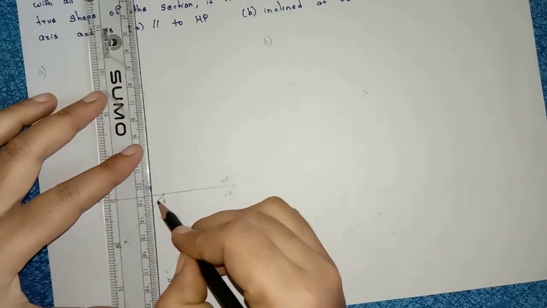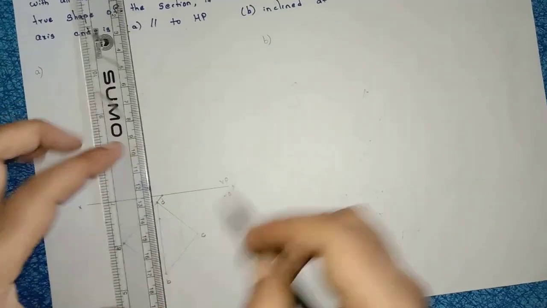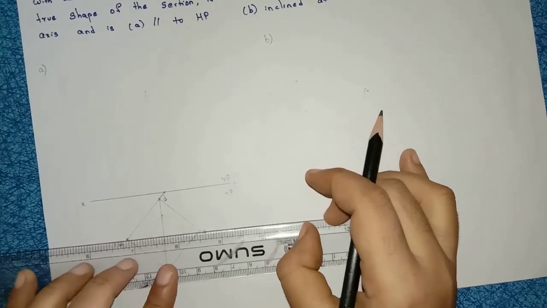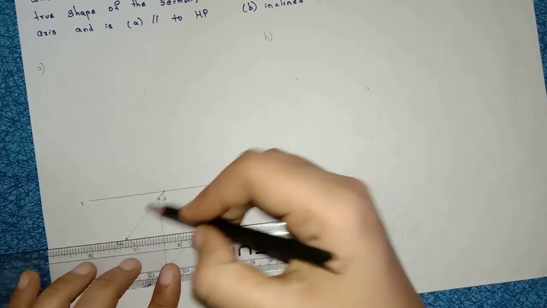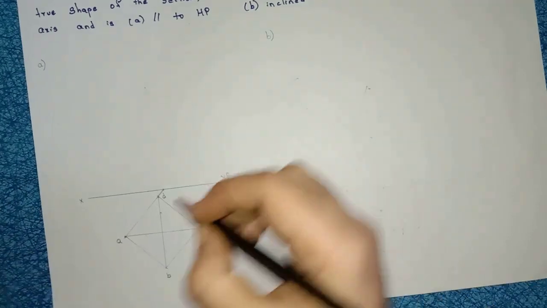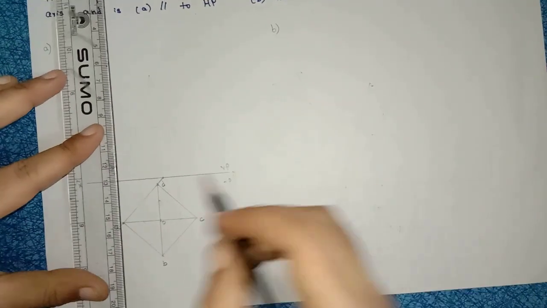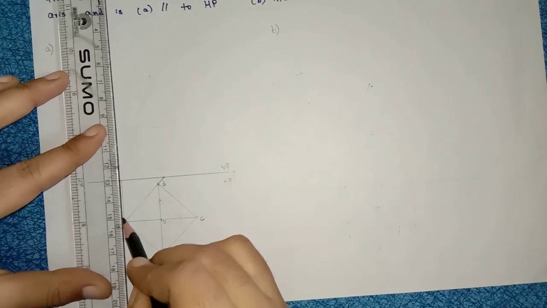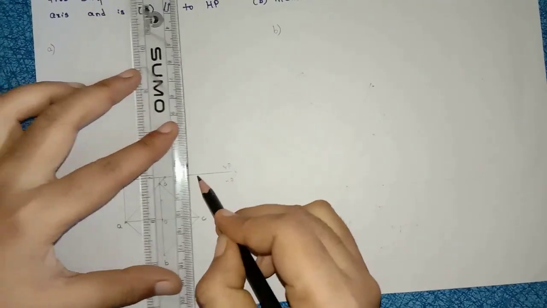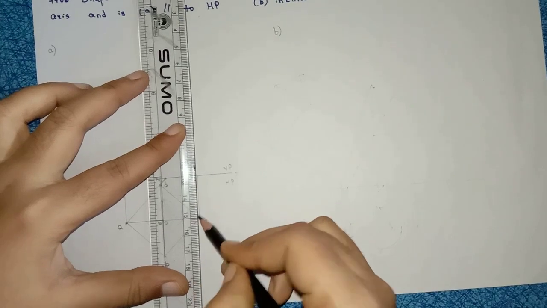Now mark the midpoint: join the corners AB, join the corners BD and AC. This is your midpoint O. Now project all the corners, from A, from B, D, from C, till the reference line.